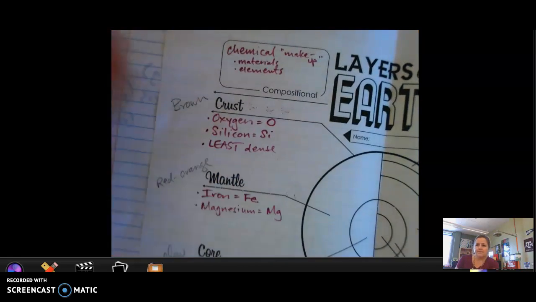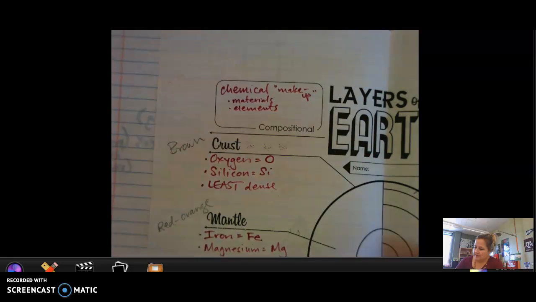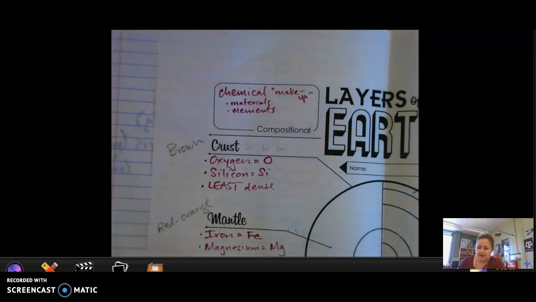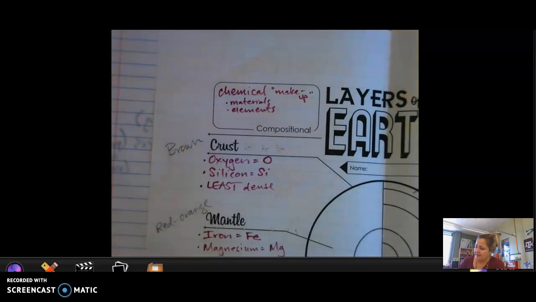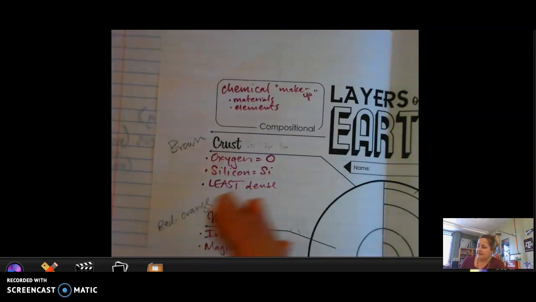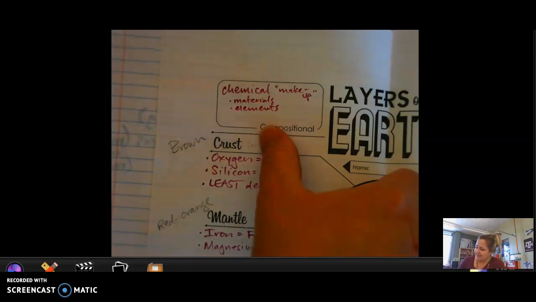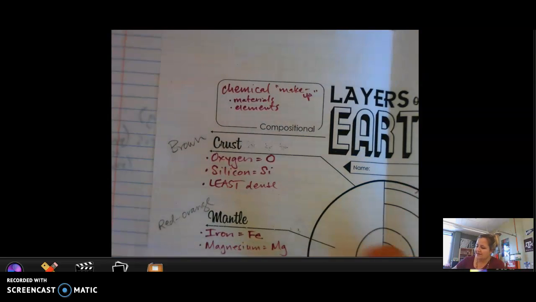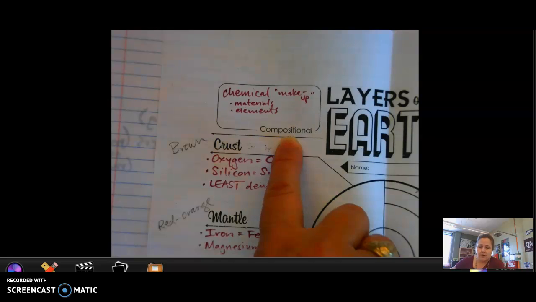I'll assume you already have it. Here we go. Okay, up at the top, notice the stuff on the left are going to be the compositional layers. You look at them, you think they're just simple, as in that's what you would have learned in elementary, and that's true. But they are together for a reason, because the crust, mantle, and core are what's known as the compositional layers.